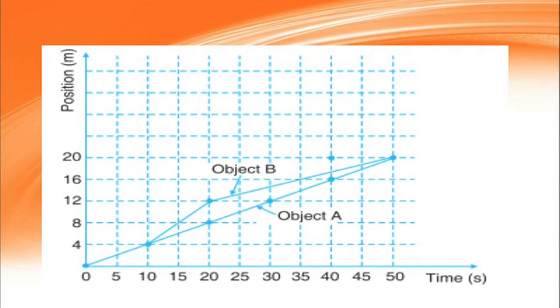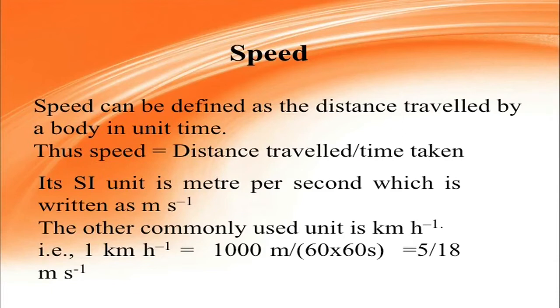You can see the graph A is a straight line, showing that it is a uniform motion. Graph B is not a straight line, showing that it is a non-uniform motion. Speed, now we discuss it. The measure of how fast motion can take place is called speed. Speed can be defined as the distance travelled by a body in unit time.